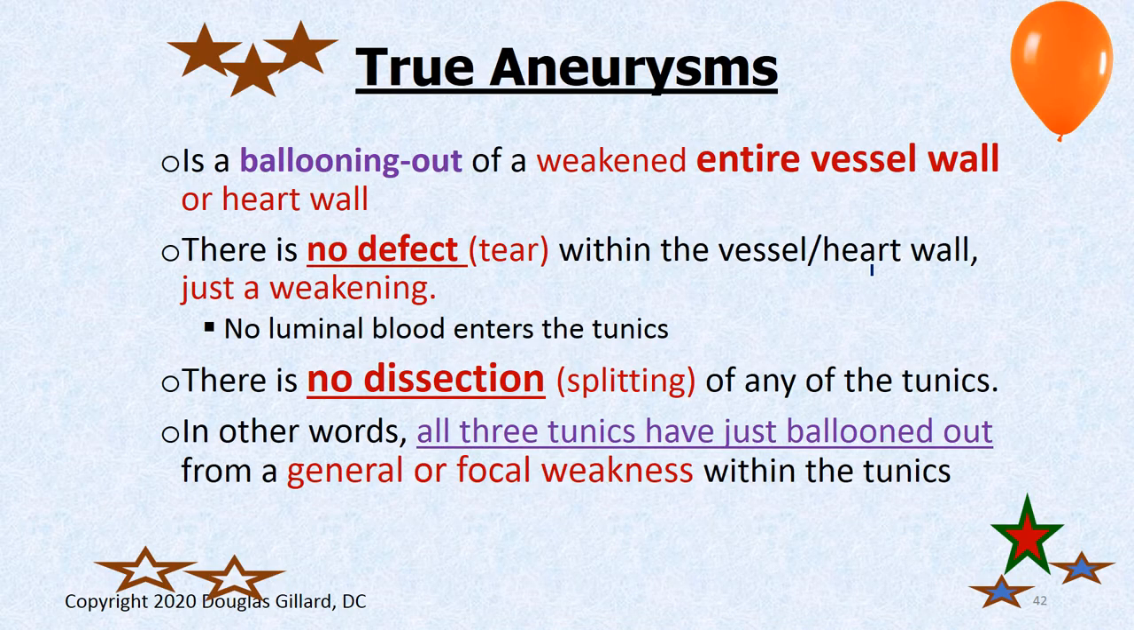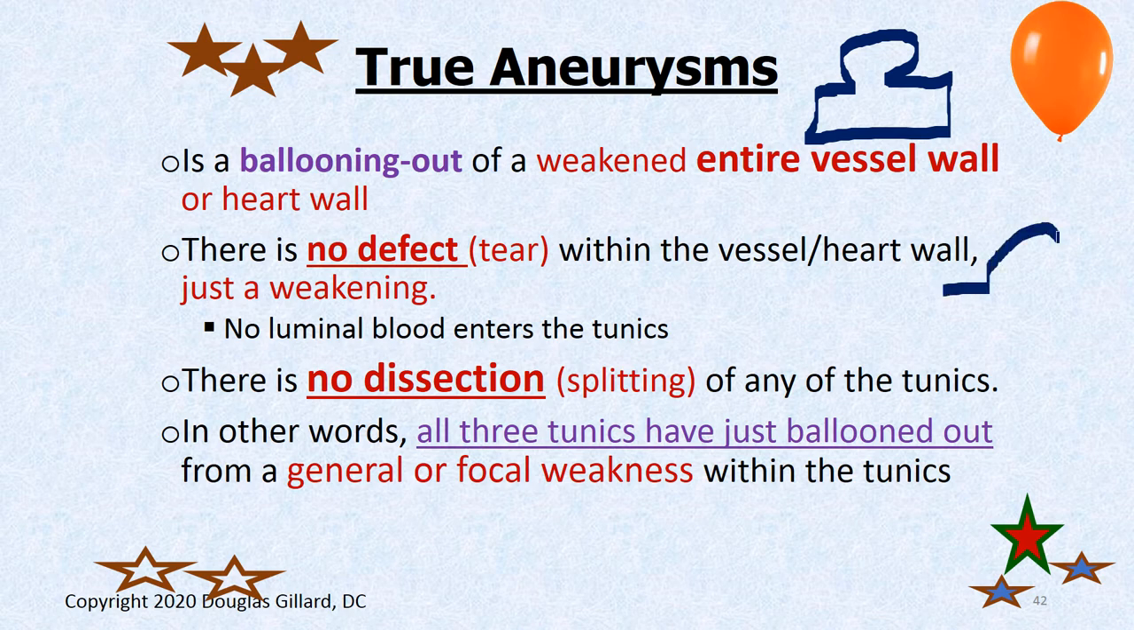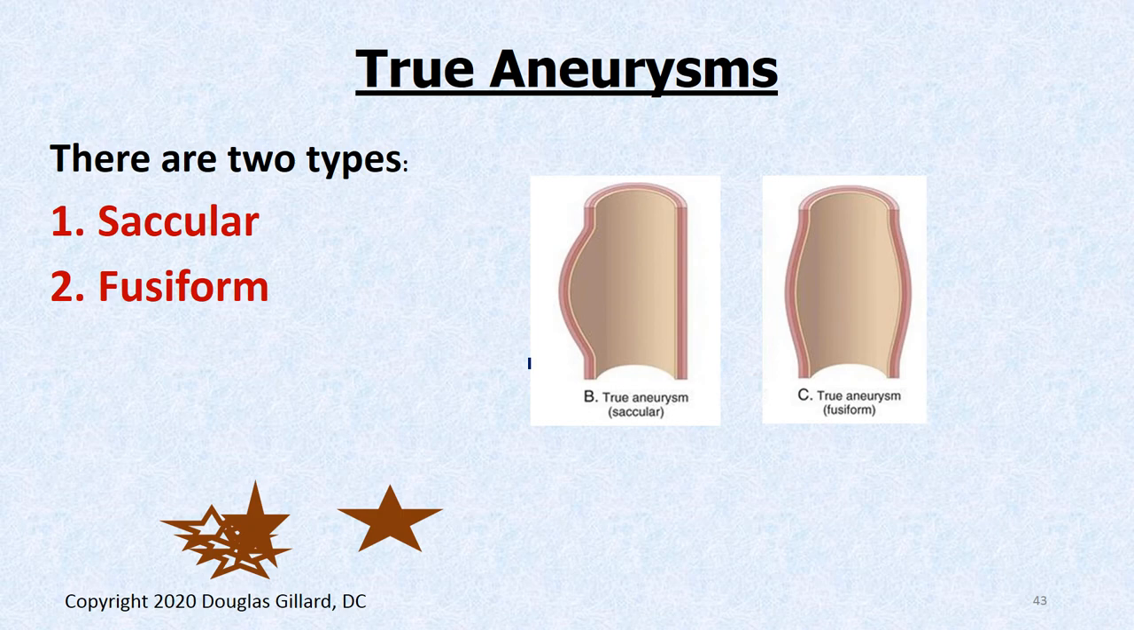All right, so let's go through these again. Pretty much everything I just said. So a true aneurysm is a ballooning out of the entire blood vessel wall. It could be a focal balloon, like a saccular aneurysm, or it could be just a general balloon of the whole thing. All right, so those are the two types. There's no defect, there's no dissection going on. It's just a general ballooning out.